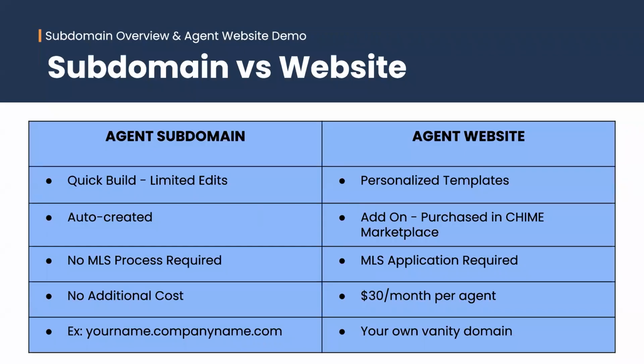All right, so let's start by talking about what a subdomain is and what a full agent website is. So a subdomain is an extension of your company site. It's usually your name.companyname.com. You can think of it as your company site is the parent, and then your agent subdomain is the child that lives underneath the parent, right?